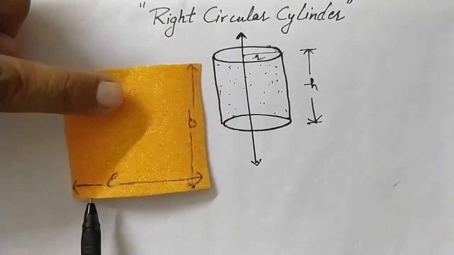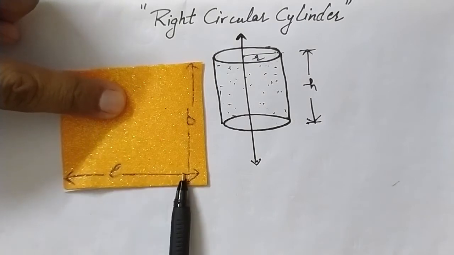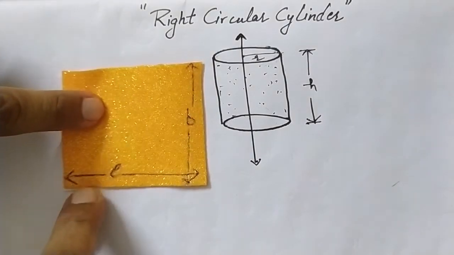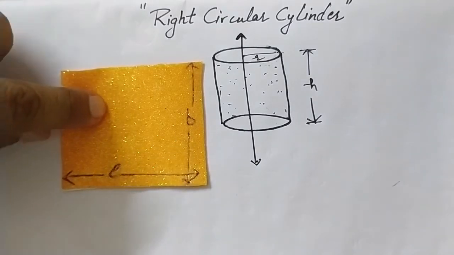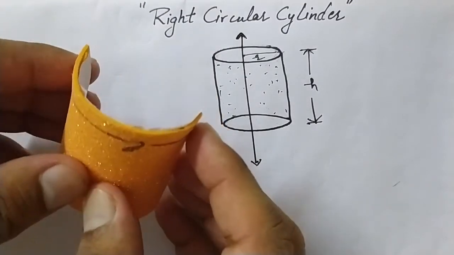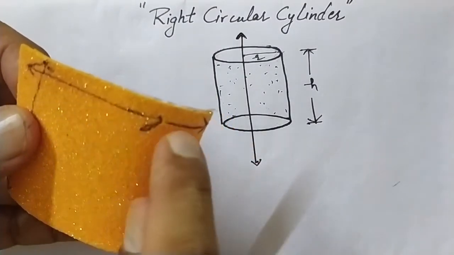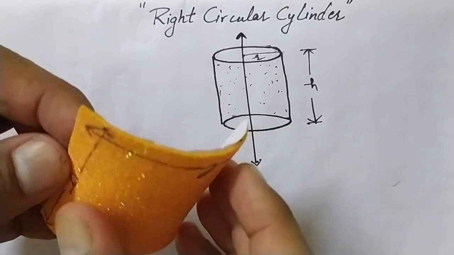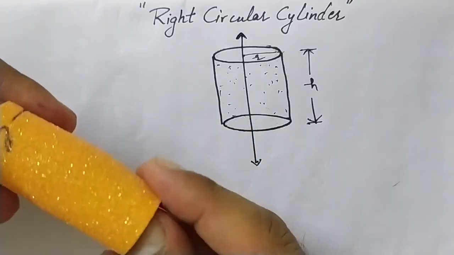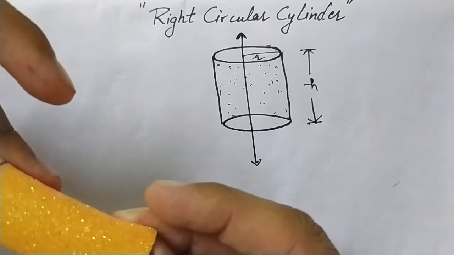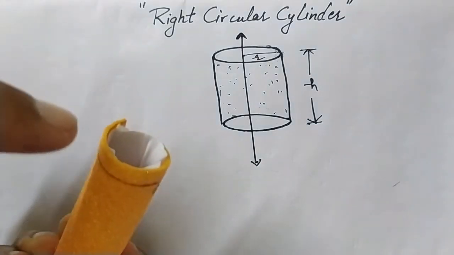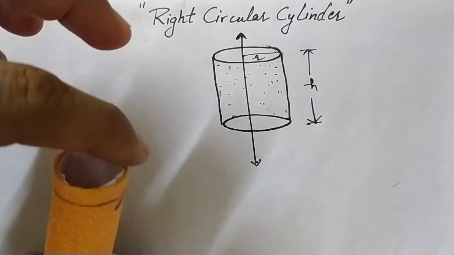This is a rectangle. This is its length, this is its breadth. I'll roll this rectangle to form a cylinder. So let's see what will happen. I'm rolling this rectangle to form a cylinder. See here, this is the length, this is the breadth, right? This way I'm rolling and I have got this cylinder. Now this is a cylinder.